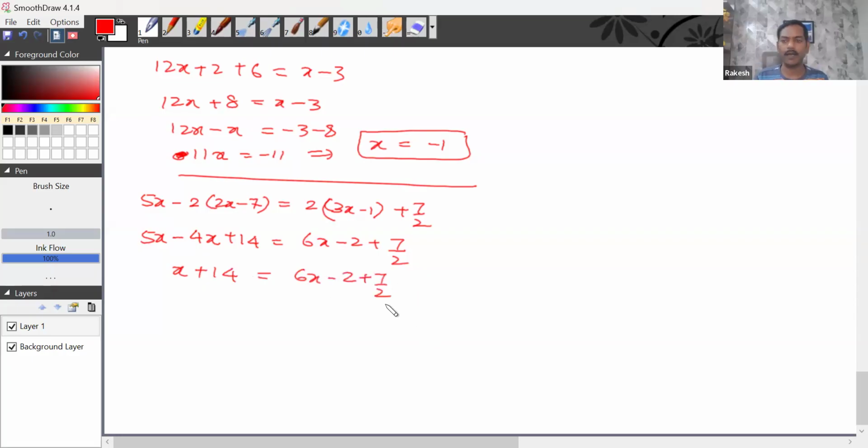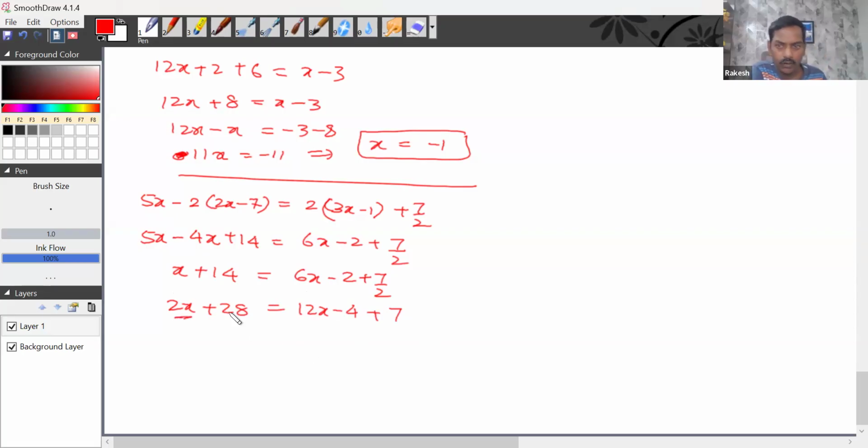What we can do is multiply everything by 2, both LHS and RHS. So if I multiply everything by 2, this will become what? 2x, this will become 28, this will become 12x, this will become minus 4, and this will remain 7. Because 7 by 2 into 2 is what? 7. The 2 will get cancelled out.